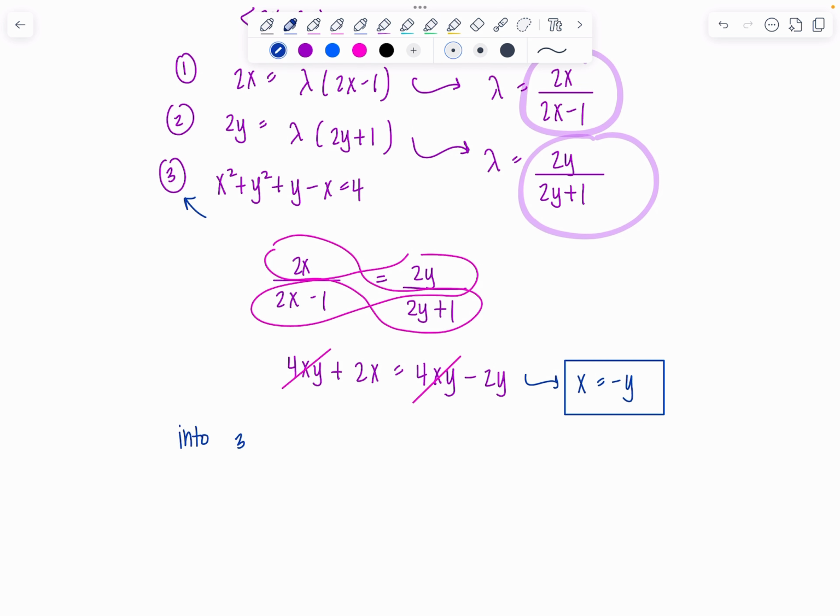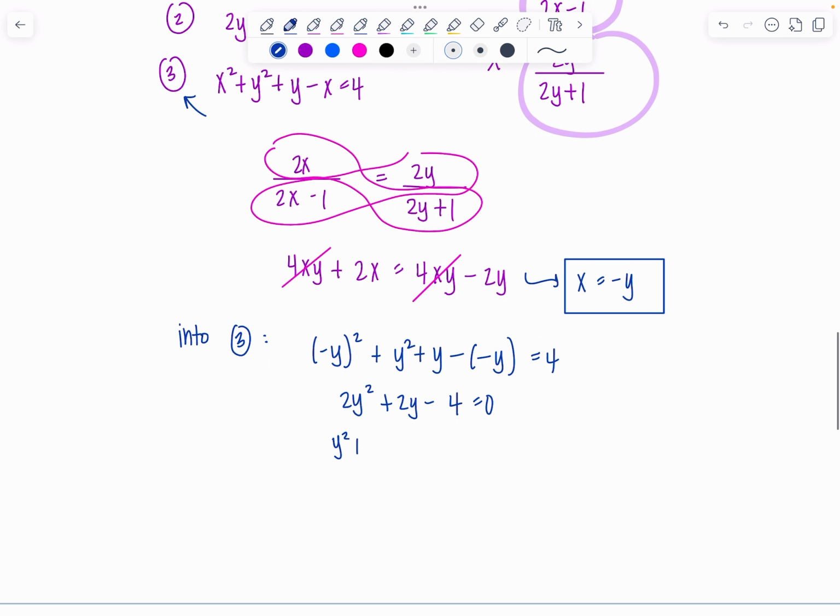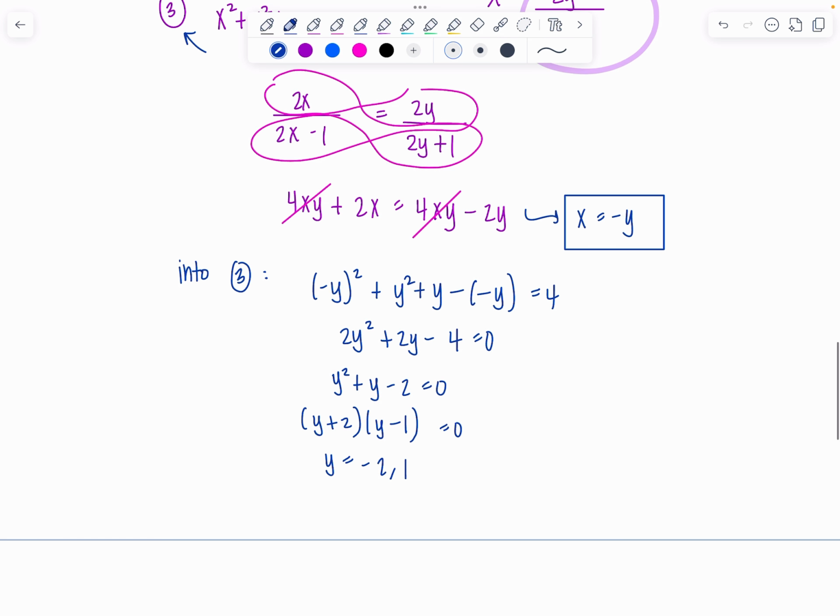So from here, go to equation number 3. If x is negative y, we'll have negative y squared plus y squared plus y minus negative y is 4. So this is 2y squared plus 2y minus 4 is 0. So I got y squared plus y minus 2 is 0. y plus 2 times y minus 1 is 0. So y is negative 2 or 1.